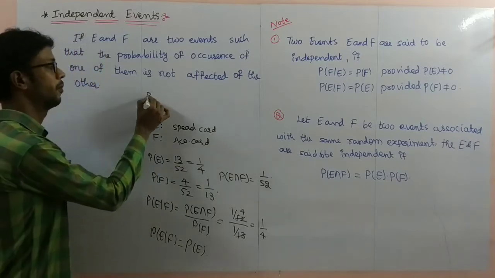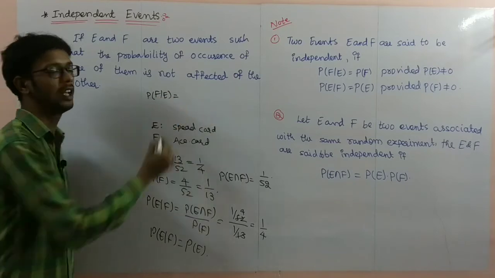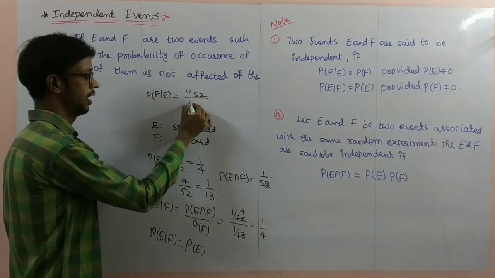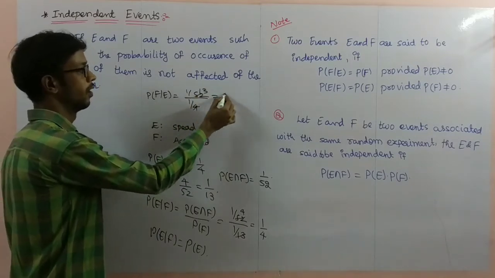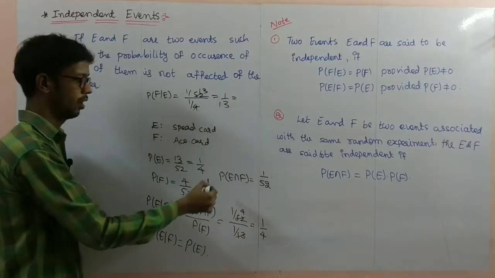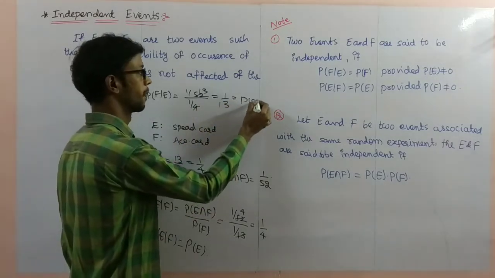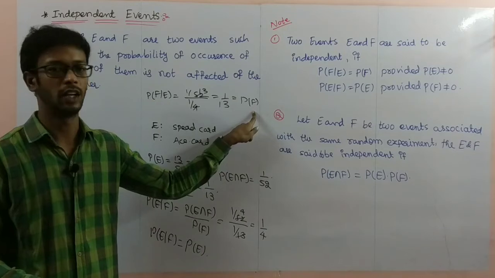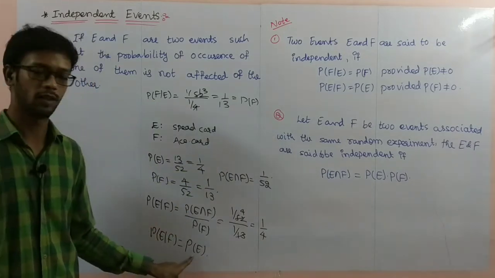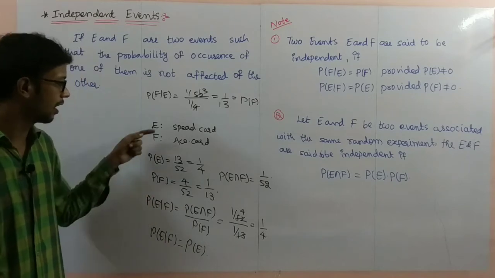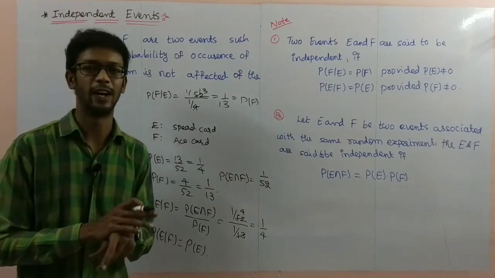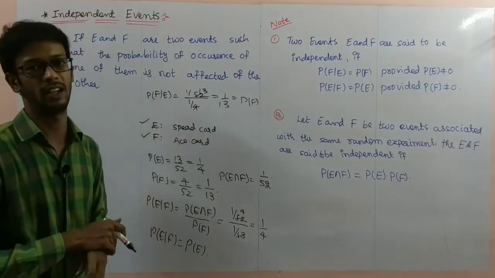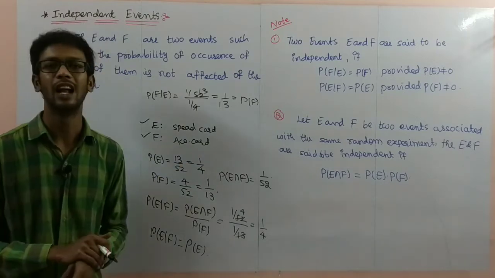One more I'll find here, probability of F by E. Probability of F by E is nothing but probability of E intersection F divided by probability of E. 1 by 13. This is equal to probability of F. So both places you observe, probability of F by E is equal to probability of F. Probability of E by F is equal to probability of E. Here there is no effect between the events. So these two events are called independent events.